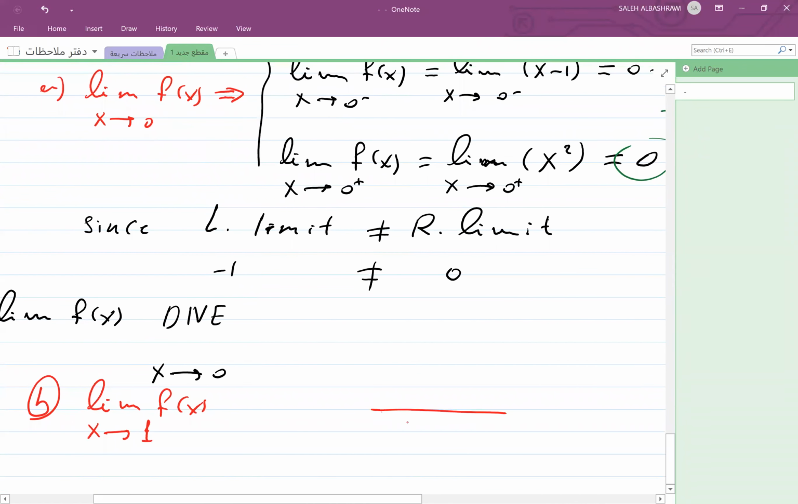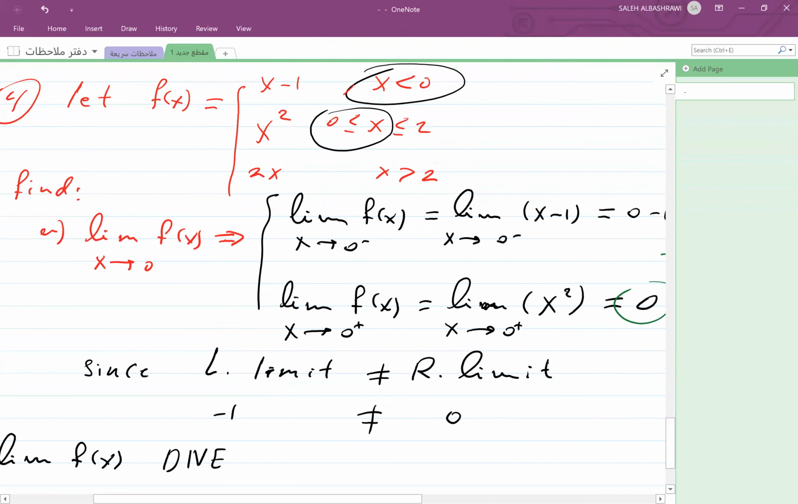I have this number 1. I have 0, I have 2, and 1 is in between. I need to find when x approaches the number 1 either from left or from right. But since the number 1 is not one of the definition points, 0 or 2, sometimes we call them the definition points, where the function is changing before and after, but 1 is not one of them, it means there is no need to find the left limit or right limit.